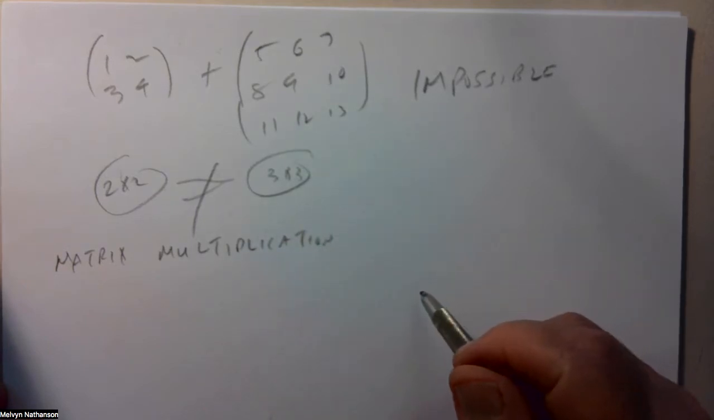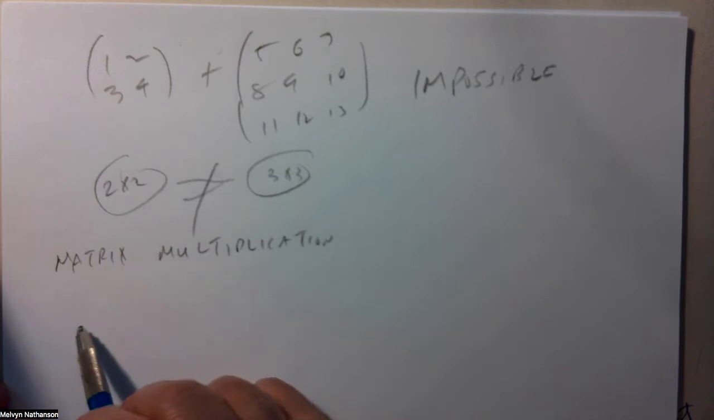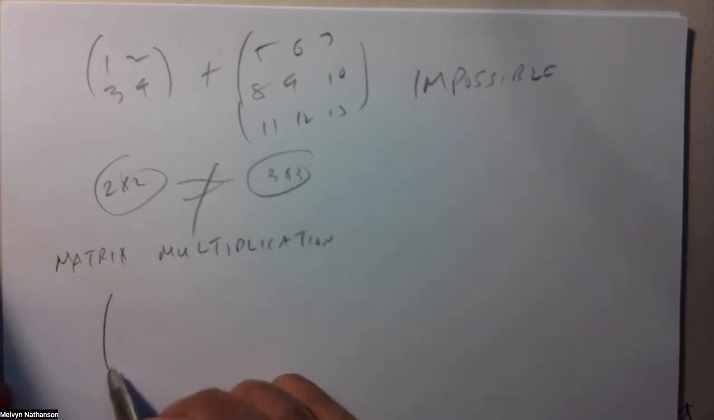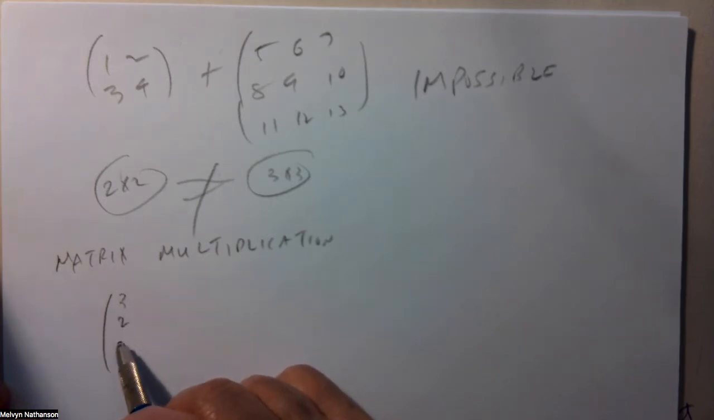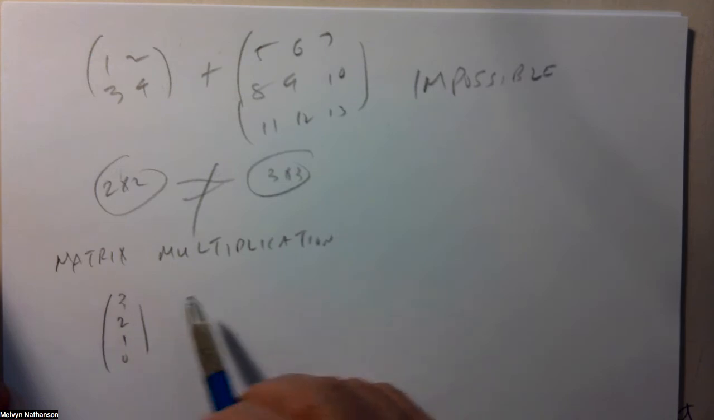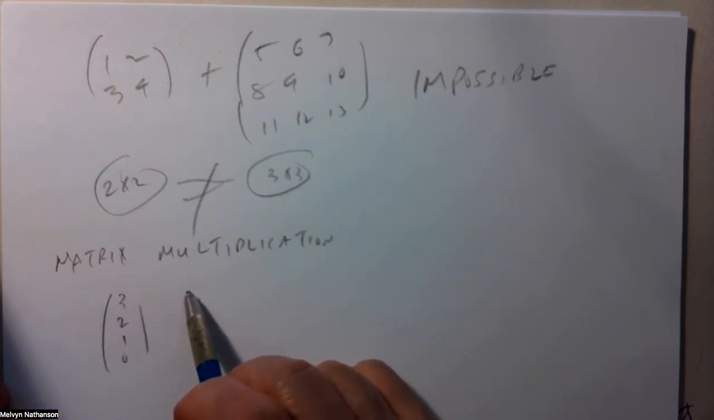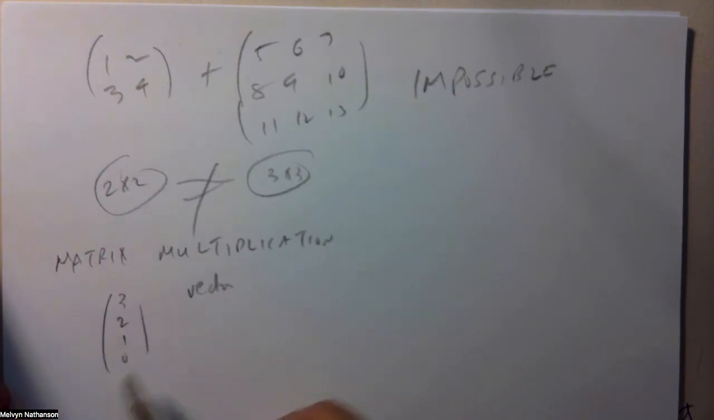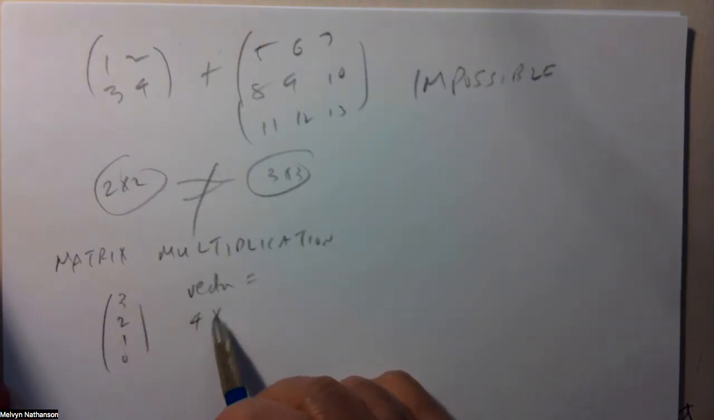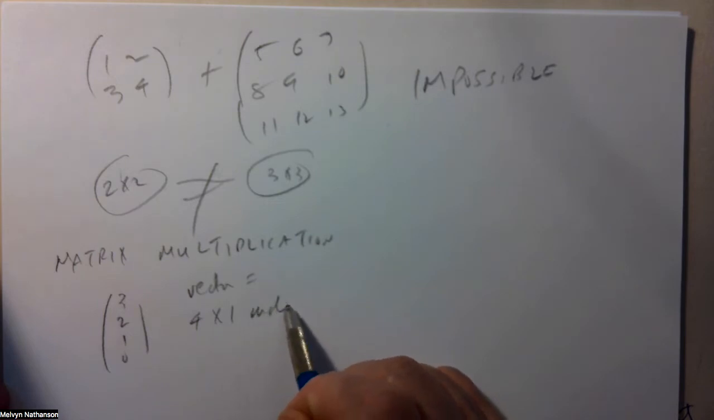Let's just take a simple case. By the way, a vector 3, 2, 1, 0. This is a matrix. So this vector, it's a matrix with 1 column. In this case, this is a 4-row times 1. This is a 4 by 1 matrix.